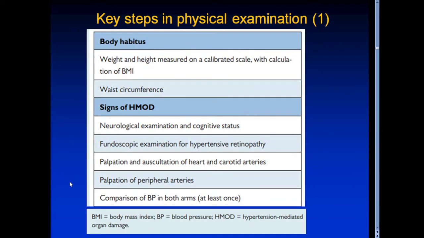Key steps in physical examination. Body habitus: weight and height measured on a calibrated scale with calculation of body mass index. Waist circumference. Signs of hypertension-mediated organ damage. Neurological examination and cognitive status. Fundoscopic examination for hypertensive retinopathy. Palpation and auscultation of heart and carotid arteries. Palpation of peripheral arteries. Comparison of BP in both arms at least once.